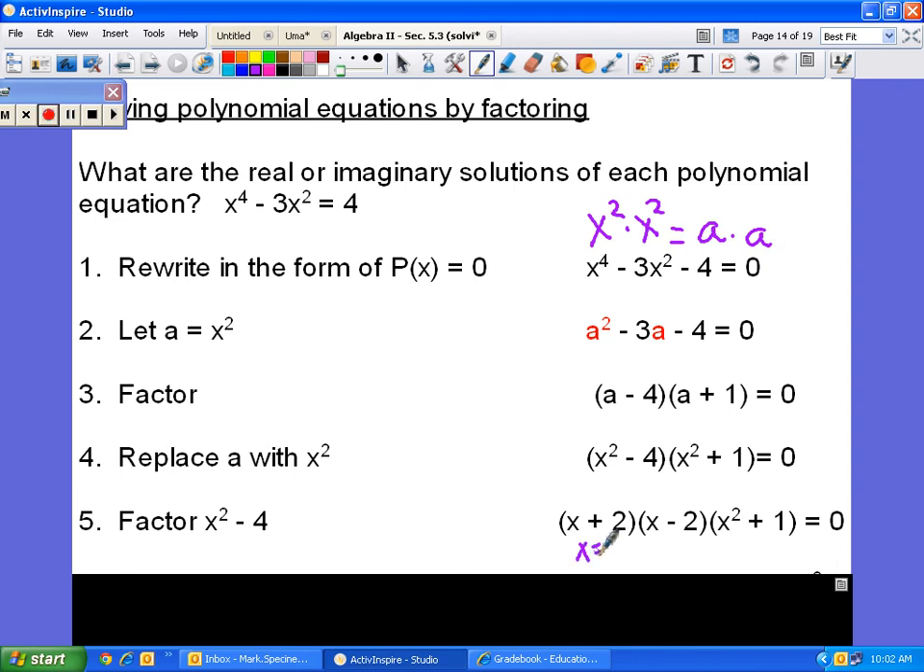And once I do that, I now have two of my answers. Because remember, when we have factors, we know what the zeros are. If my factor is x plus 2, what's my zero? One of my answers is x equals negative 2. If my factor is x minus 2, then my answer is positive 2. So now I know two of my answers. Sorry, let me make it clearer.